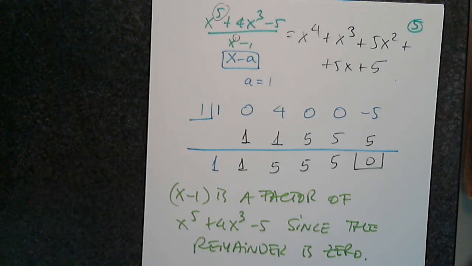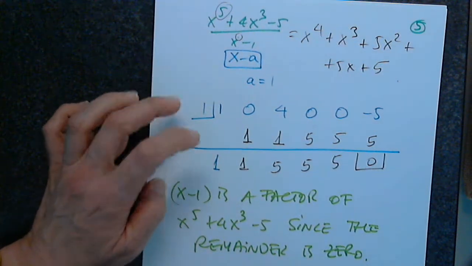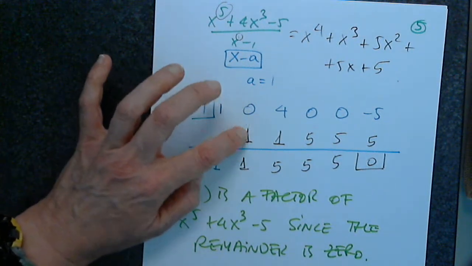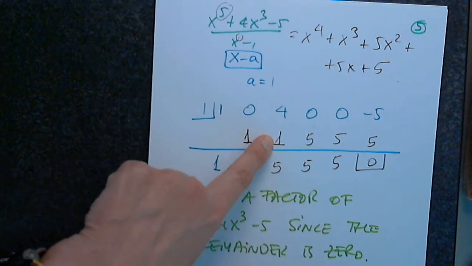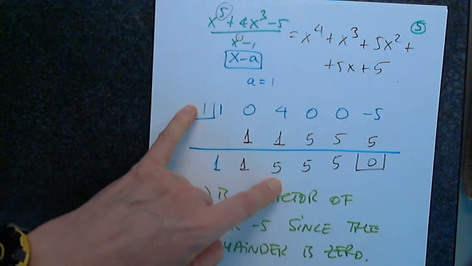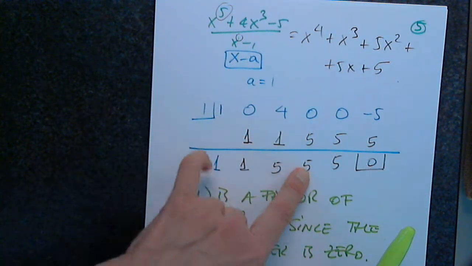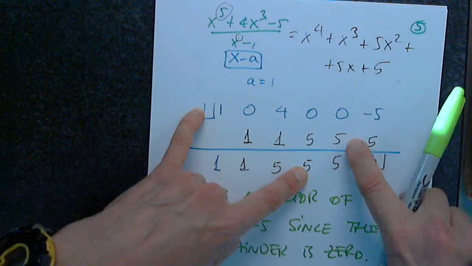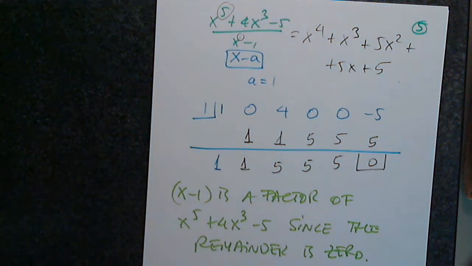Can you just explain that one more time? We copy the leading coefficient. 1 times 1 and I write it here. I perform the operations. 1 times 1, I write it here. Perform the operations. 1 times 5 and I write it here. 0 plus 5. 1 times 5 and I write it here. Perform the operations. 1 times 5 and I write it here. Is that okay?